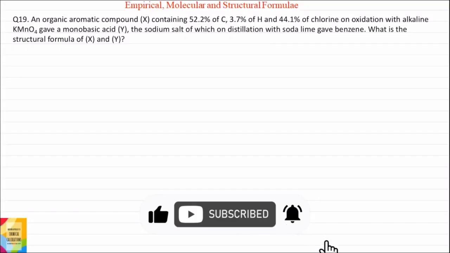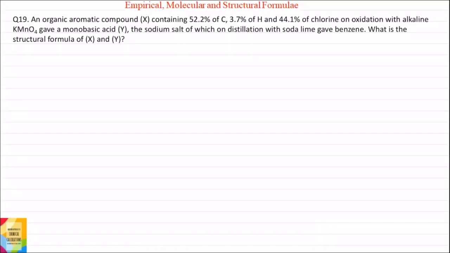Question 19. An organic aromatic compound X containing 52.2% of carbon, 3.7% of hydrogen and 44.1% of chlorine on oxidation with alkaline KMnO4 gave a monobasic acid Y, the sodium salt of which on distillation with soda lime gave benzene. What is the structural formula of X and Y?